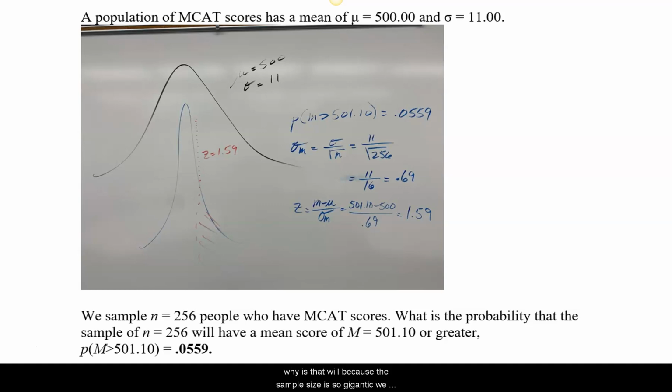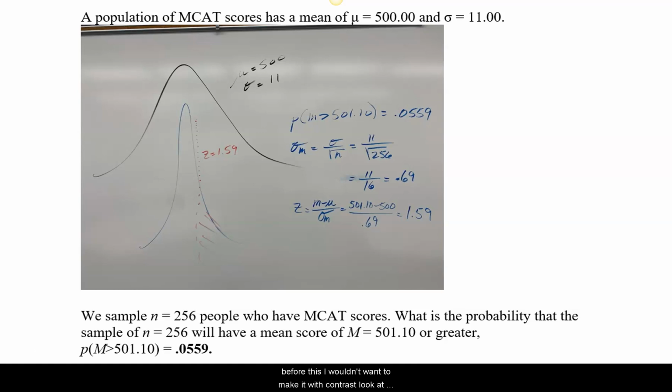And why is that? Because the sample size is so gigantic, we know that the distribution of sample means gets a lot skinnier. And we also know that the standard error is going to get a lot smaller. In other words, those means are shoehorned in toward the middle, towards 500. Now, what's that do to the z-score? Well, it makes that mean of 501.10 a lot less likely. 501.10 minus 500 divided by 0.69, and I get 1.59. If you go to your z-tables and look at the tail value, you see that tail value is 0.0559.